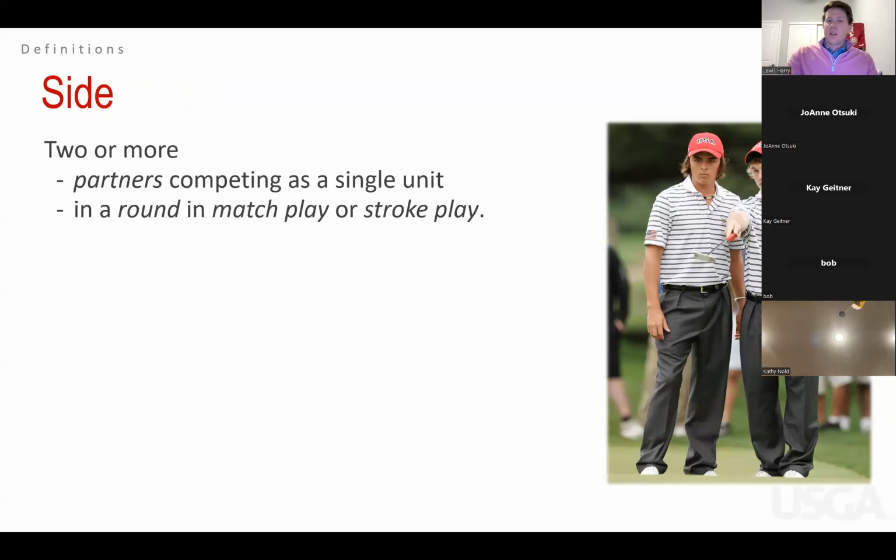And like we mentioned before, we could be playing with a partner as part of a side if we're playing foursomes or four-ball. We have two or more partners competing as a single unit, and it could be in both match play or stroke play. We could have both forms of play dealing with sides of players.